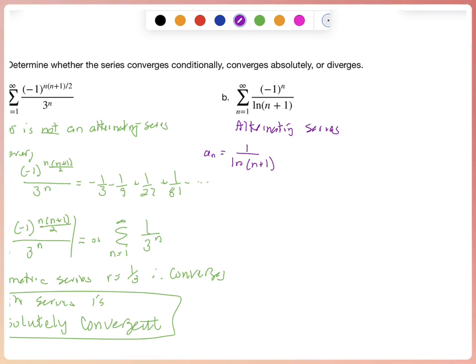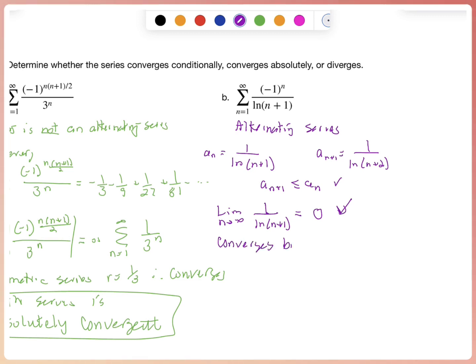And we need to compare this with our a sub n plus 1 term, which would be 1 over the natural log of n plus 1, which is n plus 2. And so that's going to make our a sub n plus 1 be smaller than our a sub n term. So it is decreasing. And then now let's see our limit as n goes to infinity of 1 over the natural log of n plus 1. Well, that's just 0. And so it meets the 2 requirements of the alternating series test. So I know the original series converges by the alternating series test.